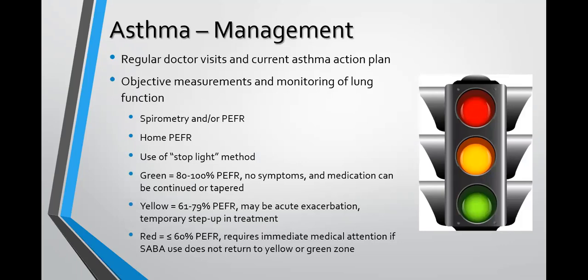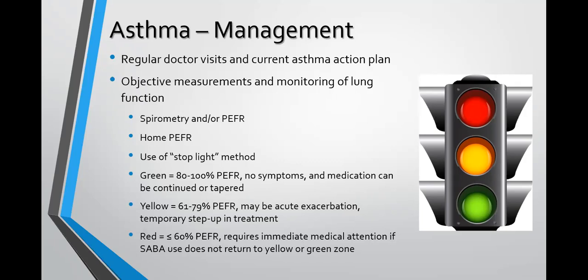If you see green, that means you're 80 to 100% of where you should be. You have no symptoms and medication can be continued or tapered down, right? If I'm supposed to take it every 4 hours, then I can do every 8 hours or every 12, I'm good, right? If you blow into it and it's yellow, that means you are between 61 and 79% of your best, and it may be an exacerbation. Temporarily step up treatment, right? You might want to go get a breathing treatment. You get into the yellow, you need a breathing treatment, but you don't want to get into the red.